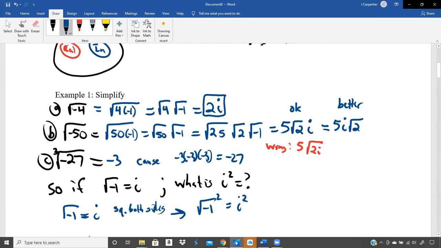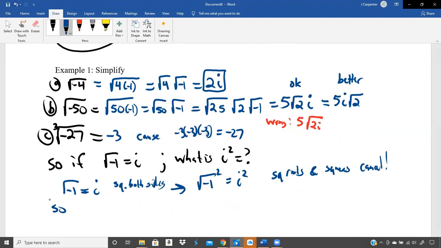Now we see an i squared, so if we can simplify the left side, then this is good enough. We can definitely simplify the left side because we've been saying in this class that square roots and squares cancel, just like cube roots and cubes cancel. So all of this cancels itself out, and we're just left with the inside, which is -1. So -1 is equal to i squared.